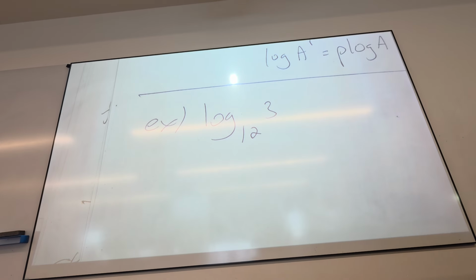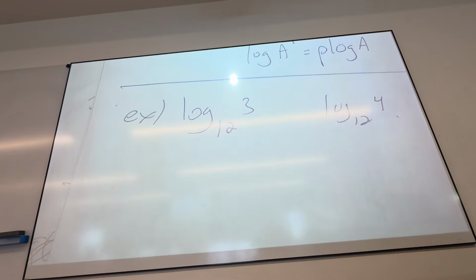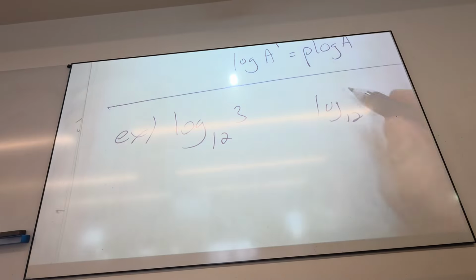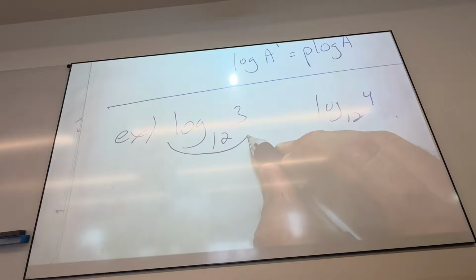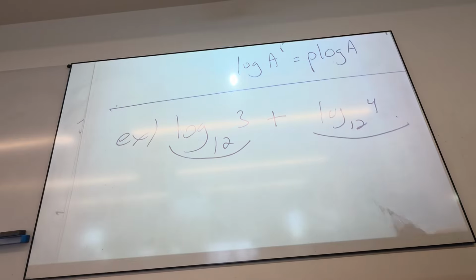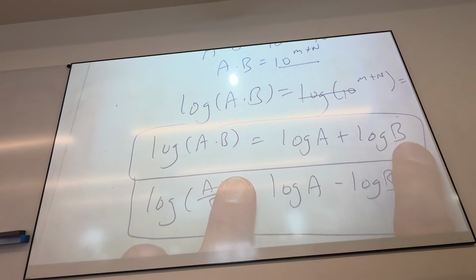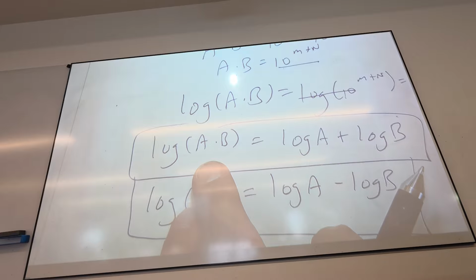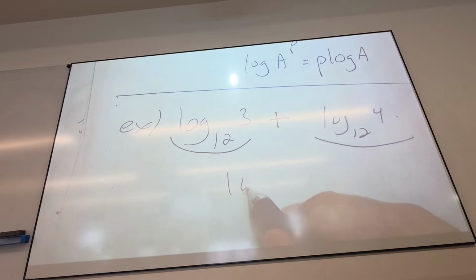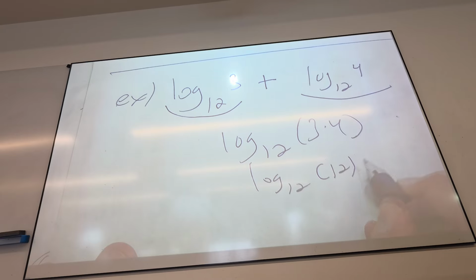Does anyone know what log base 12 of 4 is? Same problem, exactly the same problem. I don't have a clue what this is, and I don't have a clue what this is. But why can't I suddenly do this problem? What did this rule say? If I have the sum of 2 logs with the same base, how can I rewrite it? This would be log base 12 of 3 times 4. So this is log base 12 of 12, which is 1.